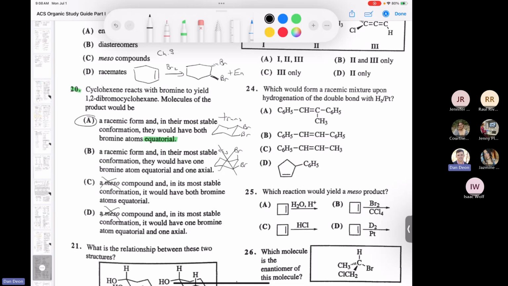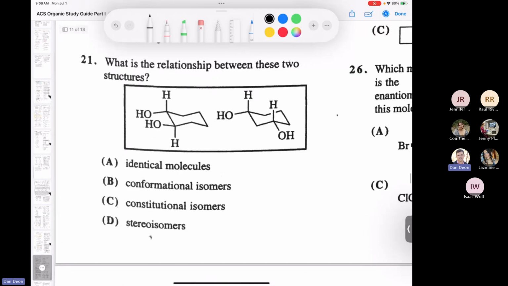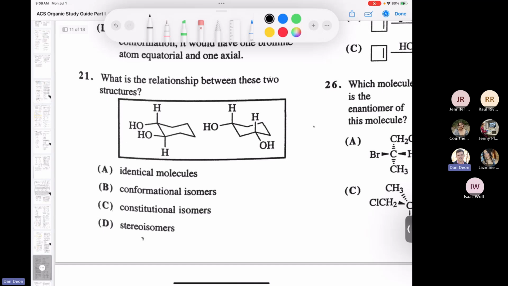Let's see here. Okay, I've got another one for you guys, then we'll take a break. I know I keep saying break, and then I keep going because I like doing these. Could you guys answer 21? What's the relationship between these? Are these identical, conformational isomers, constitutional isomers, or stereoisomers? And again, there's no trick question. Could anybody answer this one? I'll give you a second to look at it.